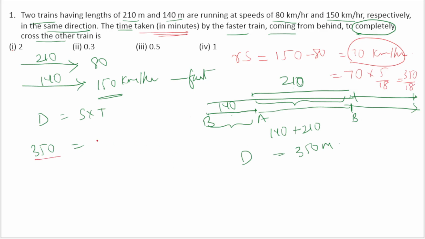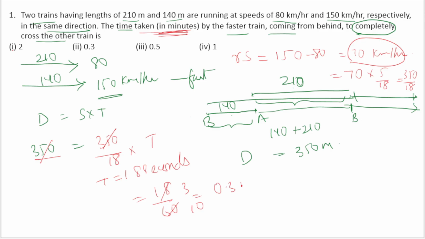So the distance is equal to speed, 350 divided by 18, into time. We will simplify this. So time is equal to 18 seconds. We need to find the time in minutes, so 18 seconds divided by 60 gives minutes. It is 6 into 3 is 18. So the answer is 0.3 minutes.